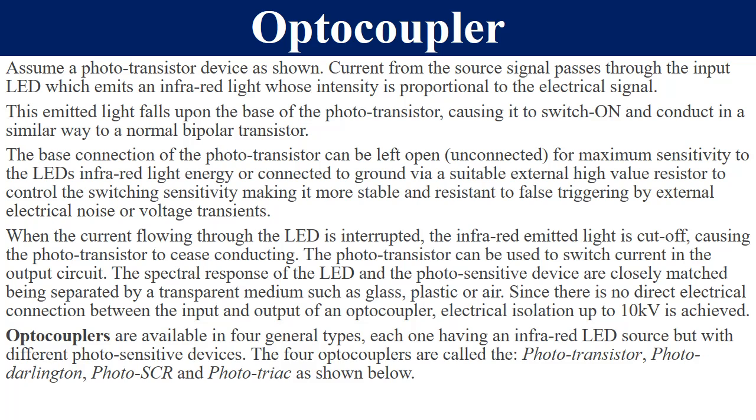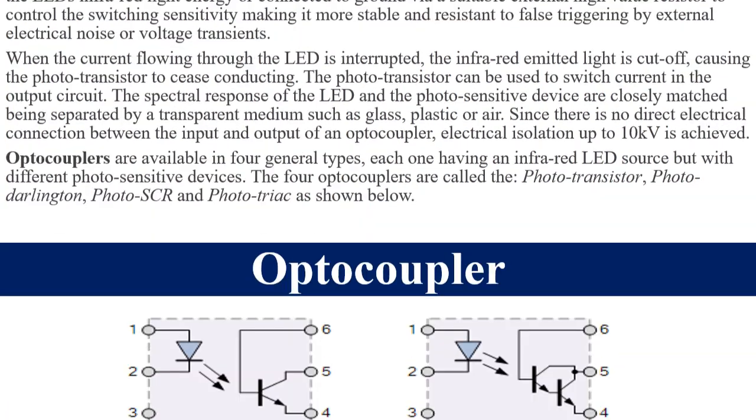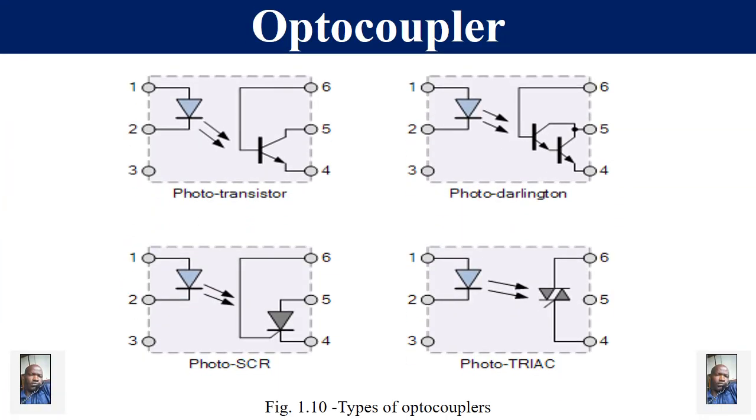And this phototransistor, according to one of our previous slides, can be used to switch current in the output circuit. Then, with this statement, we have some types of optocouplers, and let's wait for the next slide to see them. Those are the types of optical couplers.